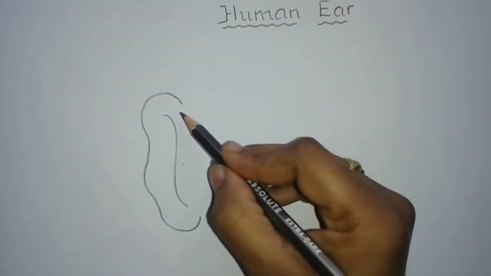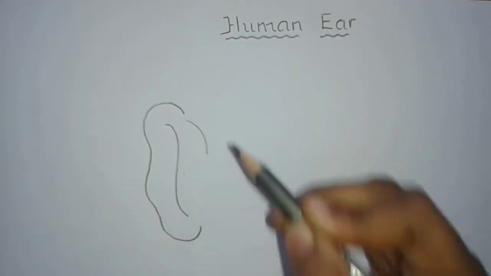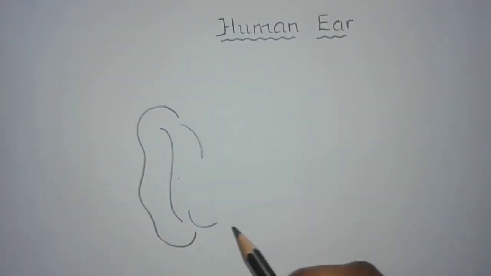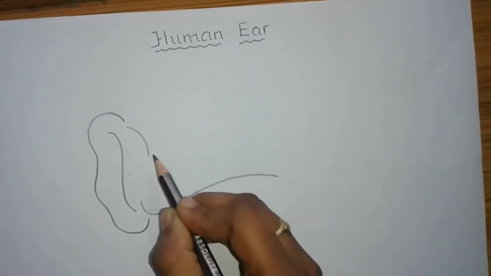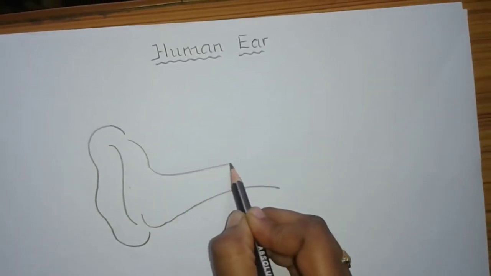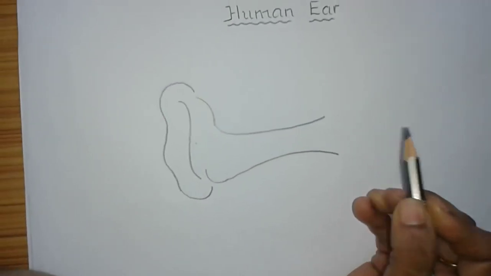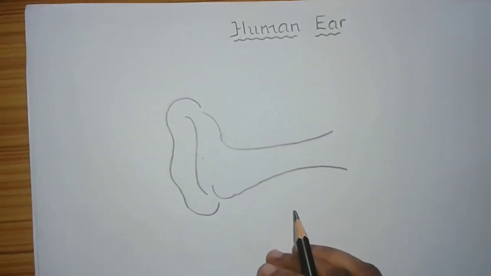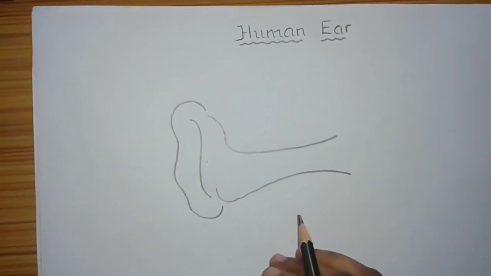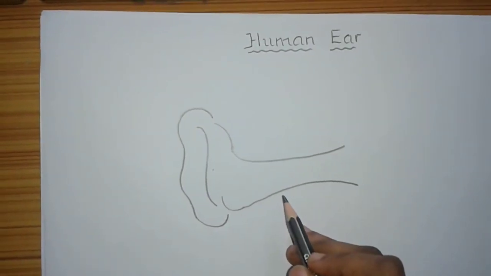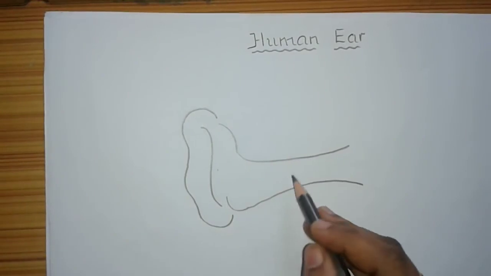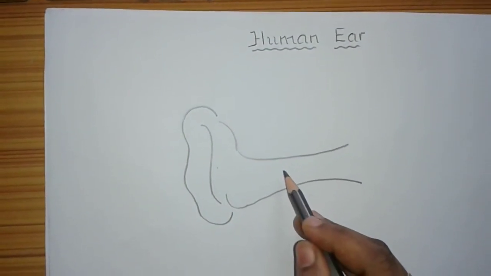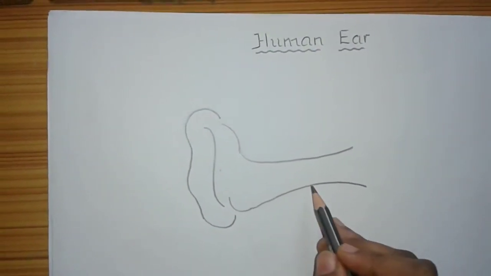Now draw the auditory canal. So just make a curved line like this. This is the auditory canal. The auditory canal prevents dust. The hairs present in the auditory canal prevent dust particles from entering, and the wax which is produced in the auditory canal entangles small organisms and the dust.